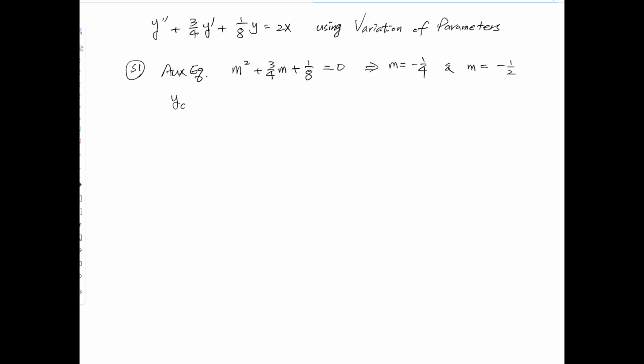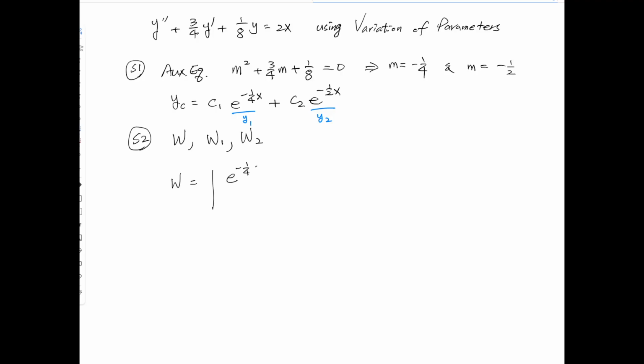So our complementary solution is going to be c1 e to the negative 1 over 4 x plus c2 e to the negative 1 over 2 x. Now step number 2. In step number 2, we need to find W, W1 and W2. These Wronskians will help us find y_p, the particular solution. So W equals, this is our y1, this is our y2, e to the negative 1 over 4 x and e to the negative 1 over 2 x. That's our y1 and y2.